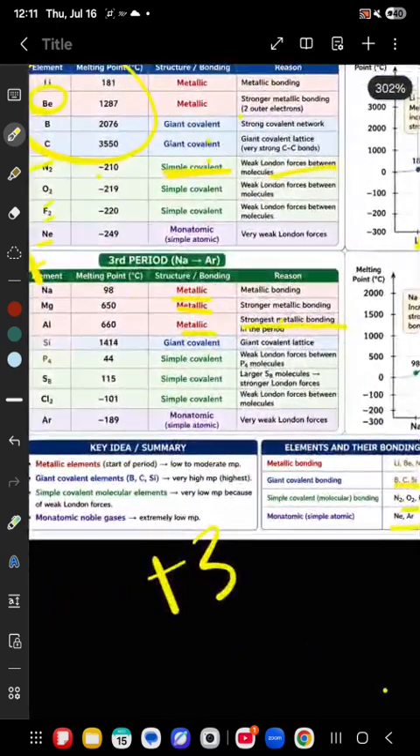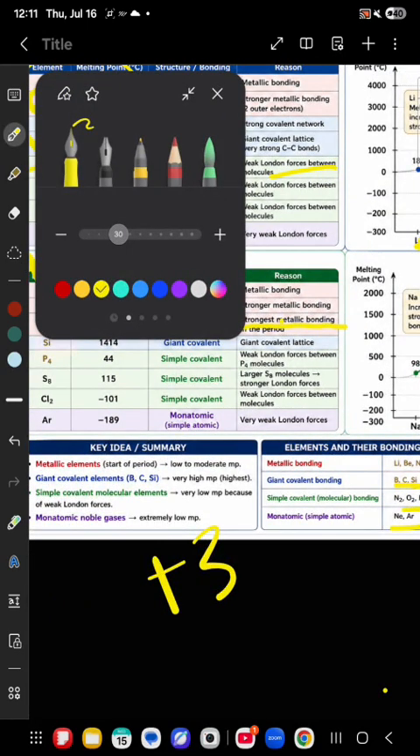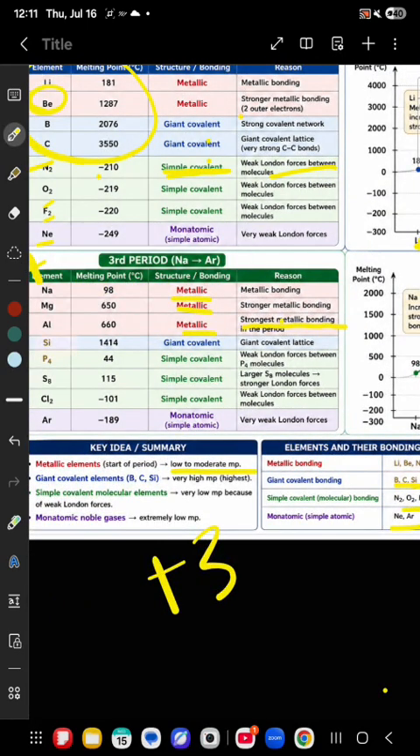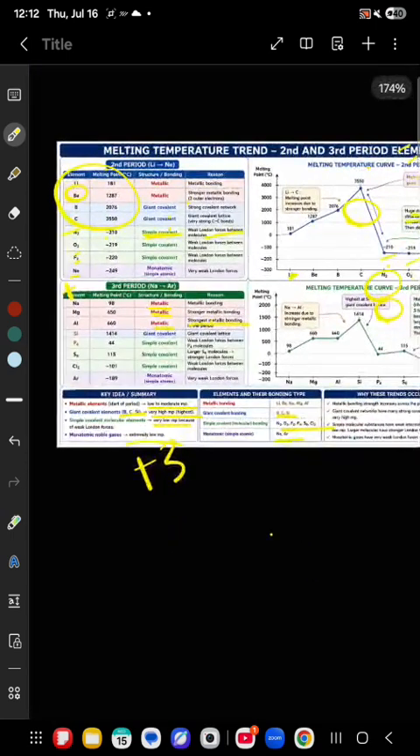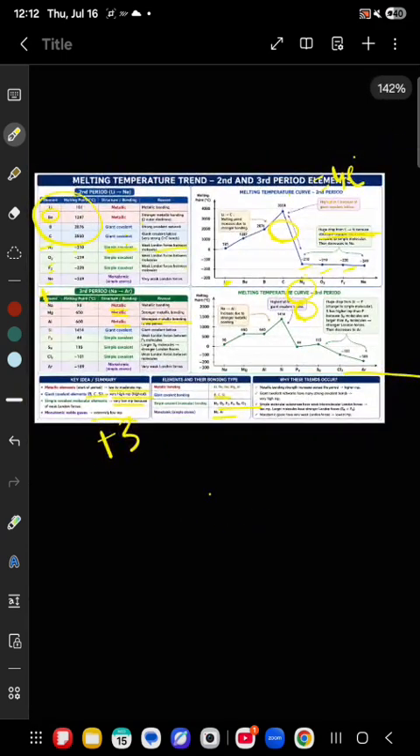And here are the key ideas. Metallic elements at the start of the period have low to moderate melting temperature. Giant covalent elements like boron, carbon, and silicon have the highest melting temperature. Simple covalent molecules have low melting temperature. And monatomic noble gases have extremely low melting temperature. Okay, so all of the A level students, if you memorize these points, you should know the trend of melting temperature, the reason, and the bonding and structure in the molecule, and then you can attempt any question on melting temperature.